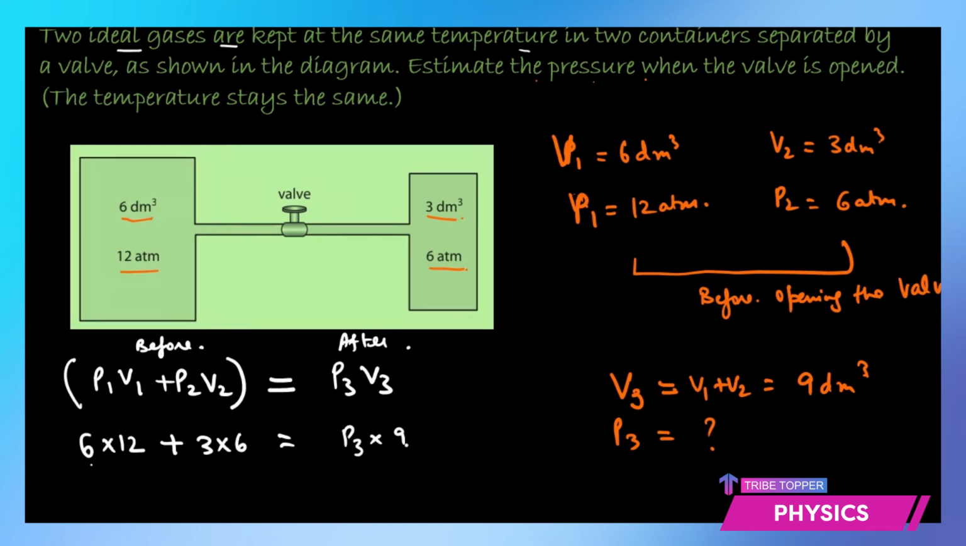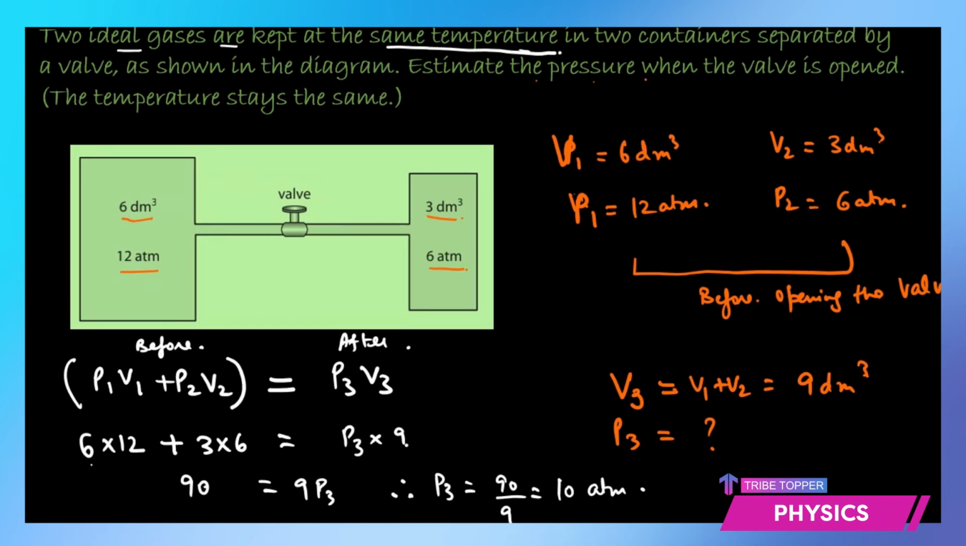So this is 6 times 12, 72, plus 18, that is 90, is equal to 9 P3. Therefore, what is P3 equal to? That's 90 upon 9, and that gives you 10 atm. So we have simply used the equation. Here the temperature is constant, so that automatically indicates you that the equation that you are supposed to use is P1 V1 is equal to P2 V2.